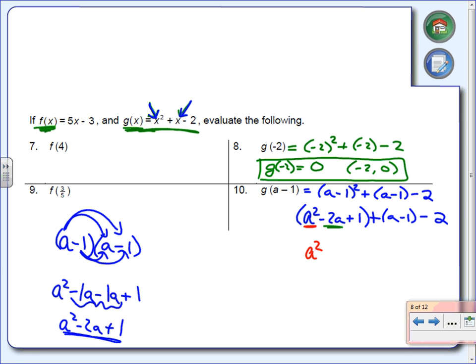Now I'm looking at the a's. I've got this negative 2a. What I'm going to do is add it with this a over here. So what's the negative 2a plus a? Negative 1a.